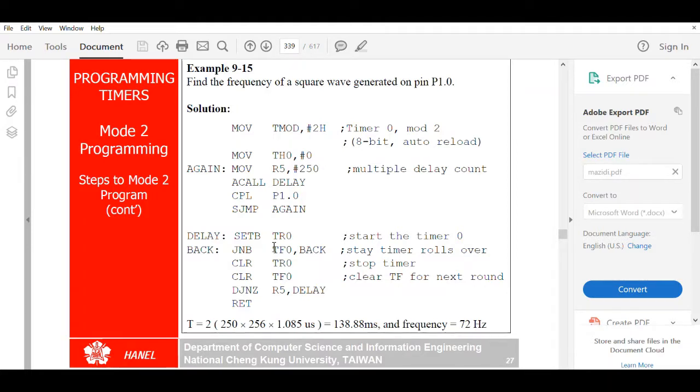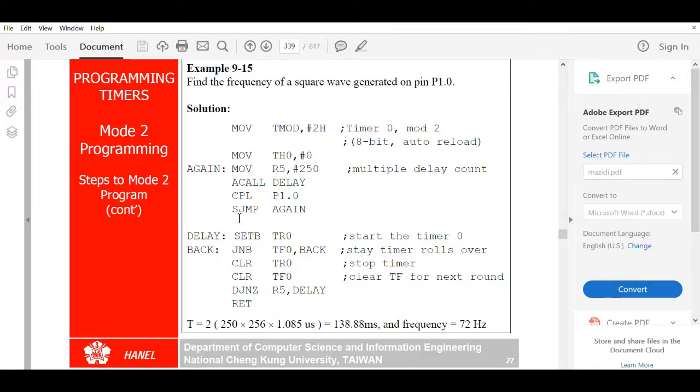TF will be set to 1. Until then, it will remain in the loop back. After getting that 1 to 0 transition, it will clear the TR0 and TF0. And after clearing these, it will check the value of R5, and if R5 is not equal to 0, go to delay.